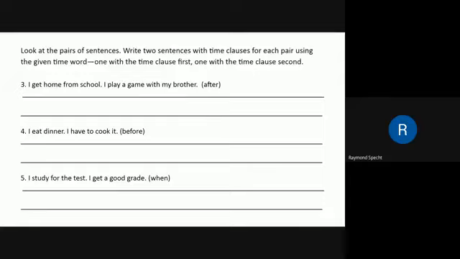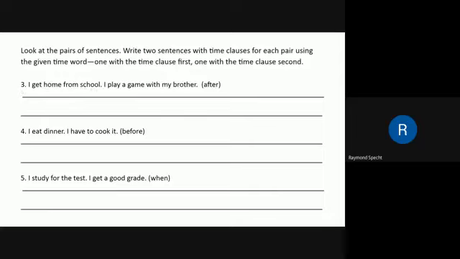Okay, let's go over this. Now again, don't copy this first one. Just listen to me because I'm going to give you an incorrect one. I get home from school after I play with my brother. Huh? That doesn't seem to make any sense. I get home from school after I play with my brother? No. So you would say after, now these will be the correct sentences.